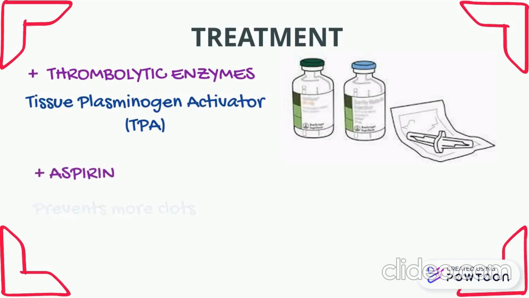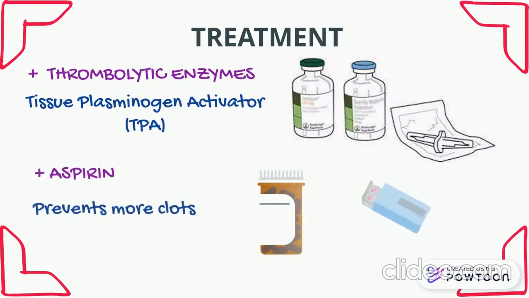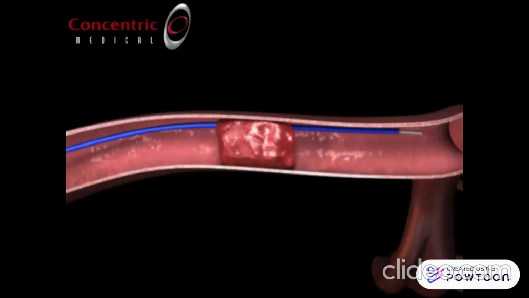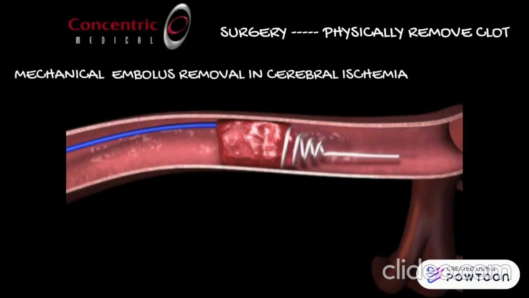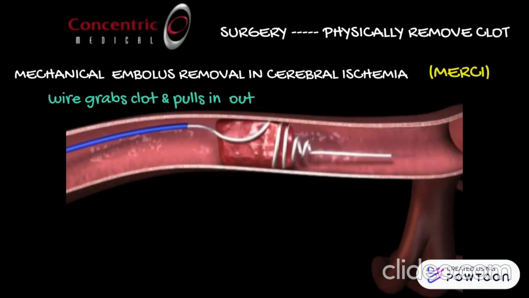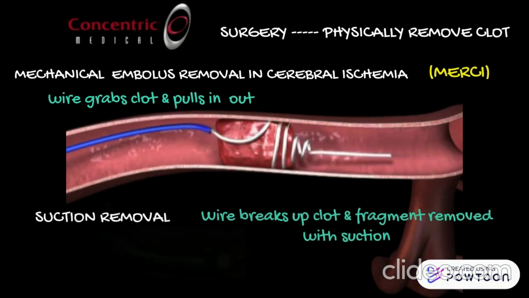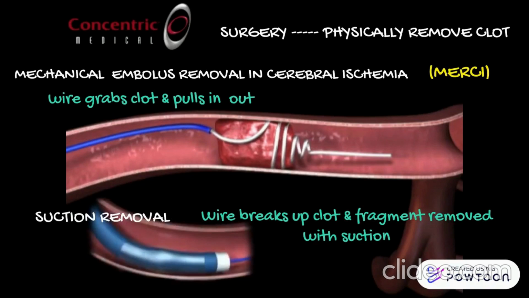Aspirin is also used to prevent platelets from forming additional clots. If TPA is unsuccessful, surgical procedures can be used that push a wire through the artery and physically remove the clot. In mechanical embolus removal in cerebral ischemia, called MERCI for short, the wire grabs onto the clot and draws it out of the artery. In suction removal, the wire is used to physically break down the clot and clot fragments are removed with suction.